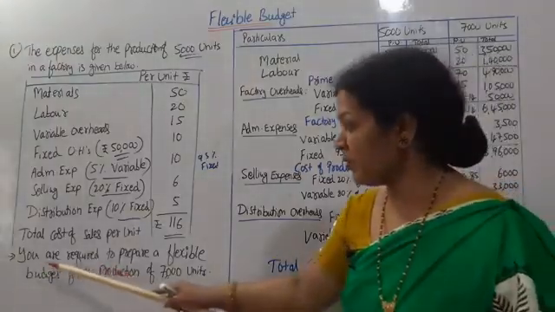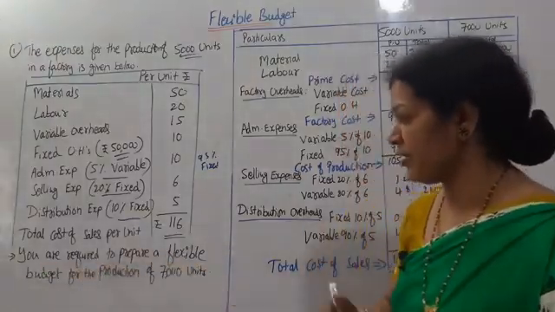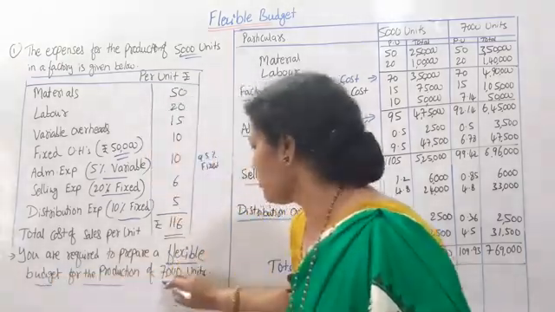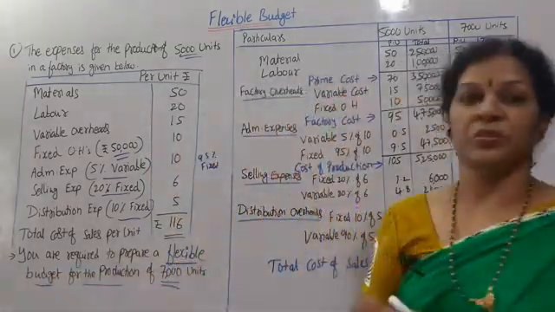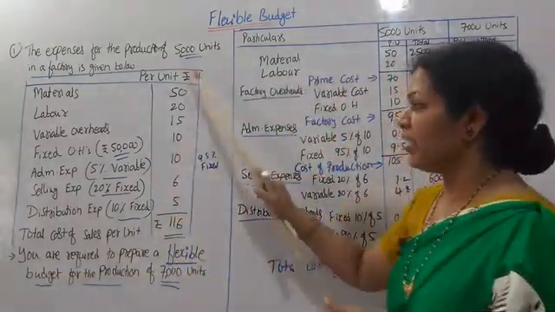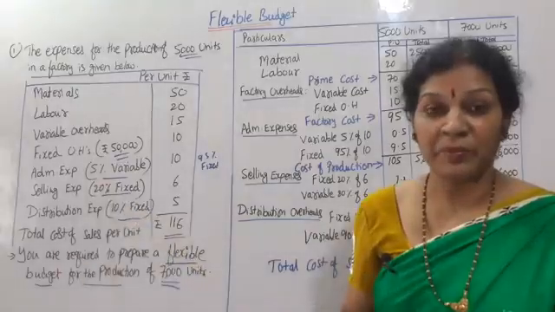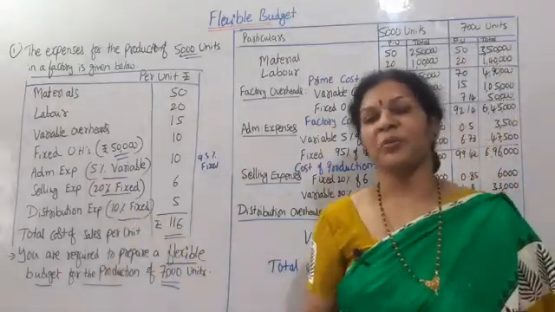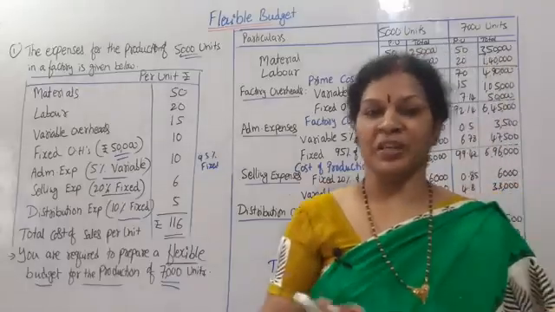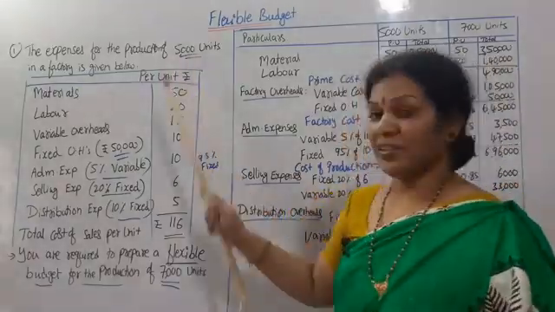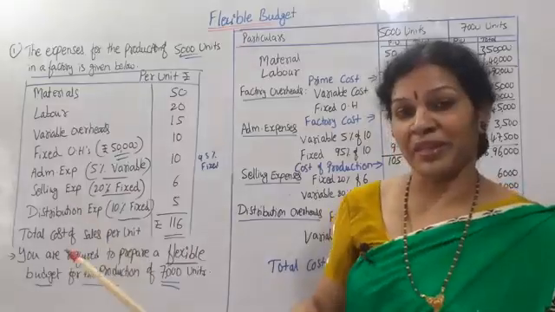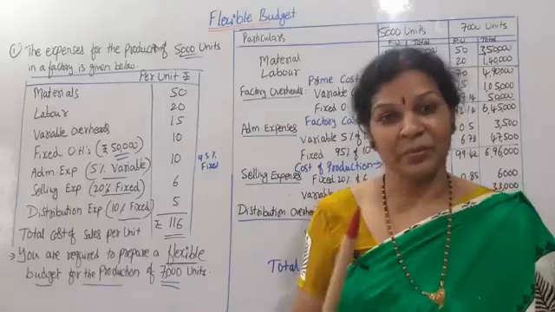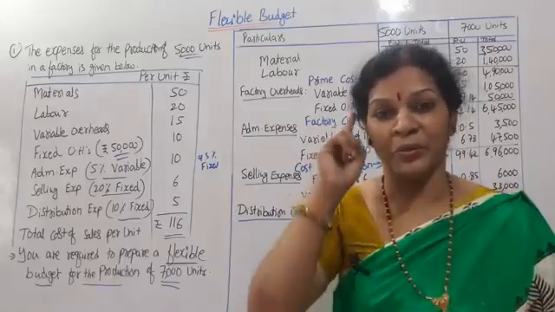Now what they are saying, you are required to prepare a flexible budget for the production of 7,000 units. 5,000 is given. You have to prepare a flexible budget for 7,000. Same kind of problems you can expect in the examination many times. 5,000, prepare 7,000, prepare 9,000, prepare 10,000, anything it can be. But the preparation is the same. Logic you have to understand.